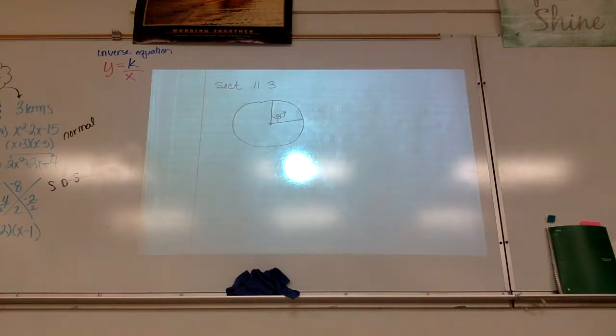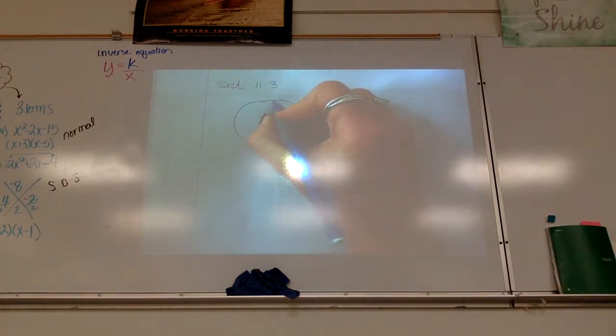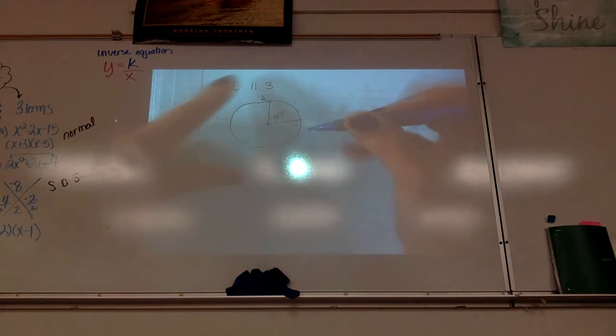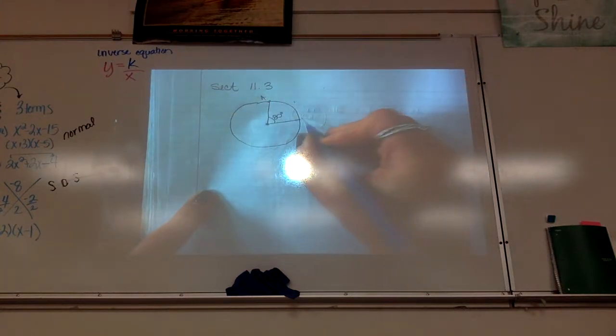It's okay. 11.3, if that's 80 degrees right there, what's the measure of the arc? We'll call it AB. It's 80 degrees. The measure is 80 degrees.